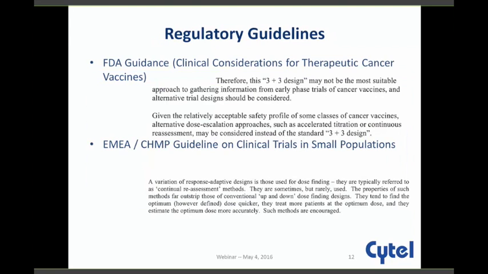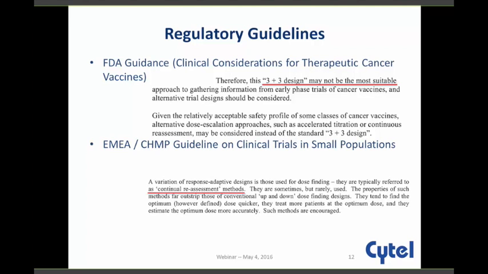And the regulators have also taken notice of this and have gone as far as to recommend some of the other methods. So in this FDA guidance for clinical considerations for therapeutic cancer vaccines, you will see that it is noted that the 3+3 design may not be the most suitable approach for gathering information, and methods such as accelerated titration or continual reassessment may be considered instead of this design.